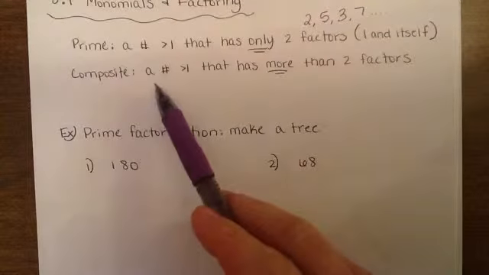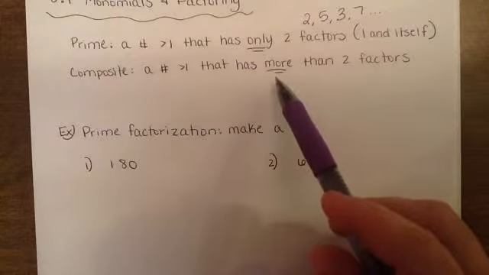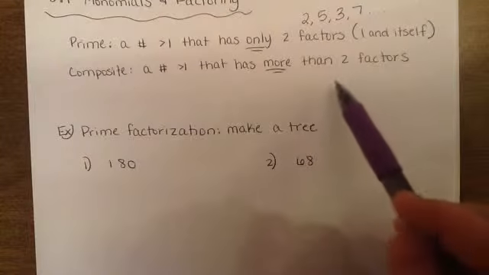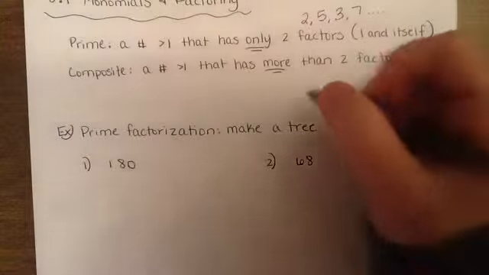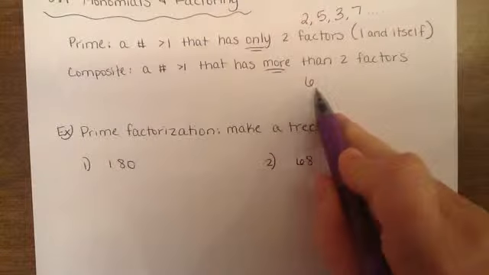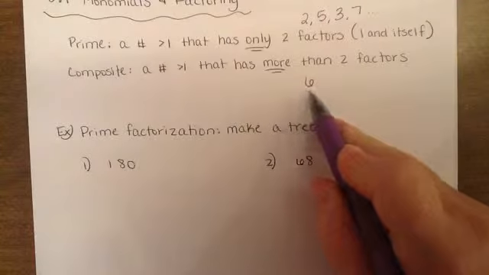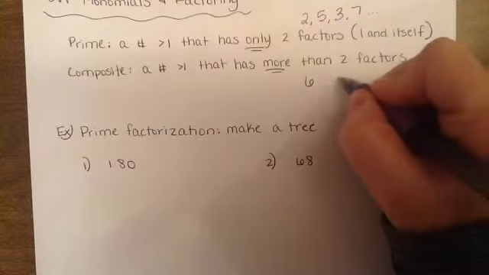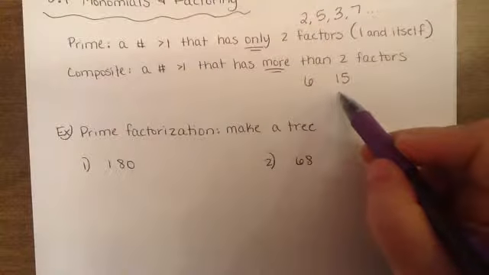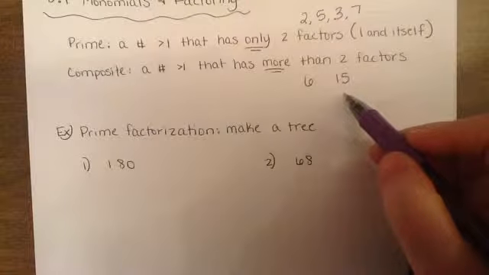Composites, on the other hand, are all the other numbers greater than 1 that have more than two factors. So they can be divided by multiple values. For instance, 6, not only can it be divided by 1 and itself, it can also be divided by 2 and 3. Or 15. It can be divided by 1 and itself, and it can also be divided by 3 and 5.